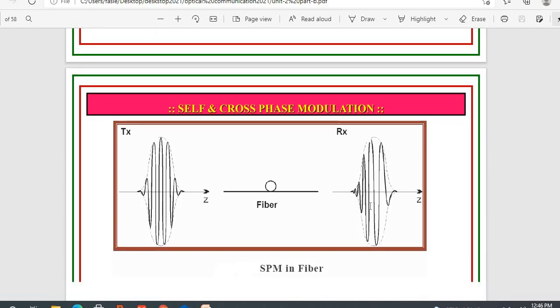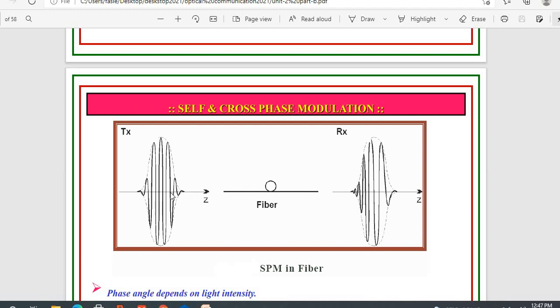As you can see here, self and cross phase modulation. Where do we get this kind of modulation in communication techniques? When you try to pass the information, see here, this is a transmitter, and this is my complete modulated signal. I just want to show one particular loop, that's the reason I have mentioned it like this. This is my fiber, the medium, and from the fiber only we are passing our information. From the other end of the fiber, it is getting received.